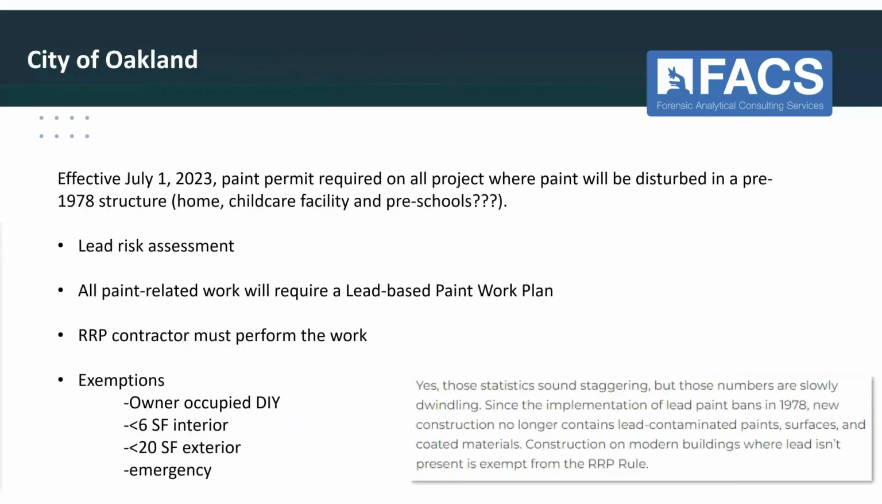But this is the first citywide regulation we've seen that's focused on lead. And there's a whole bunch of problems with it. I've got a little quote there on the slide, but on the website, they say, since the implementation of lead paint bans in 1978, new construction no longer contains lead-contaminated paints, surfaces, and coated materials. Construction on modern buildings where lead isn't present is exempt from the RRP rule.